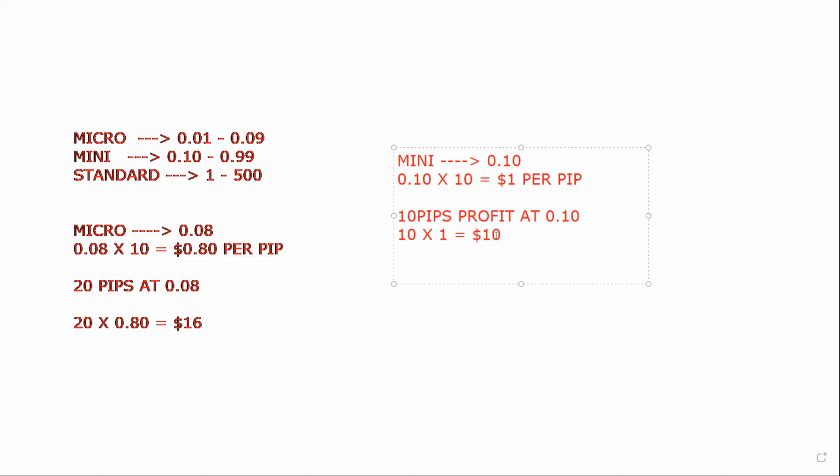On the flip side, if it's a wrong trade that you took and then price goes against you by 10 pips, you would also be in a negative $10. It's as simple as that.